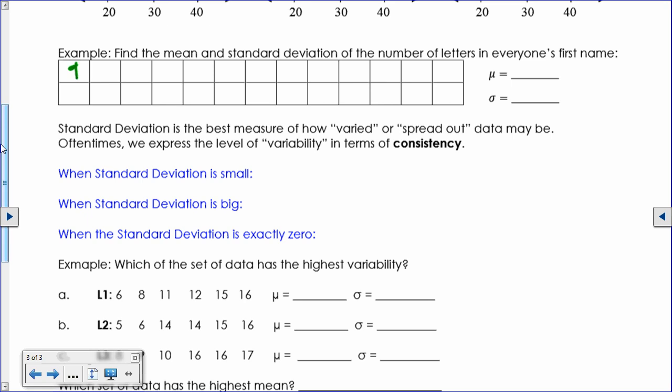Mine's 9. All right, so that's going to be our first data point. We're going to go around the same way. Anthony, 7. Cool. 5. 9. 6. 5. 3. 5. 5. 6 again. 6. 6.